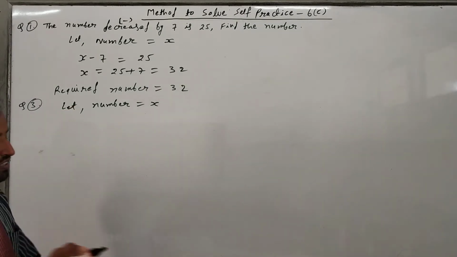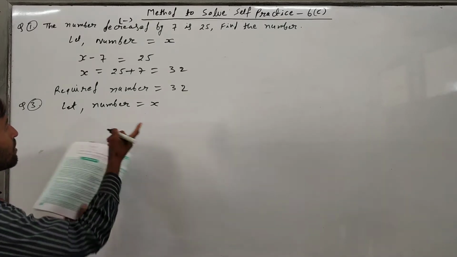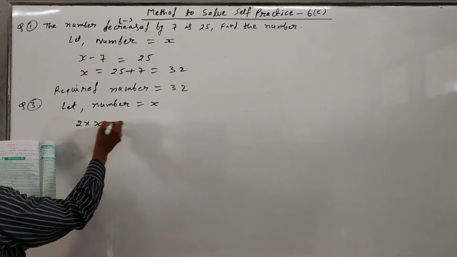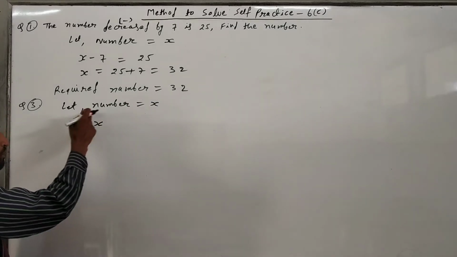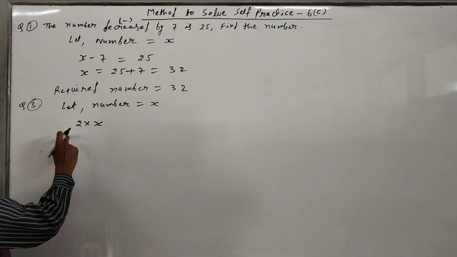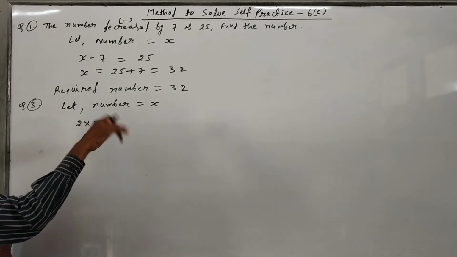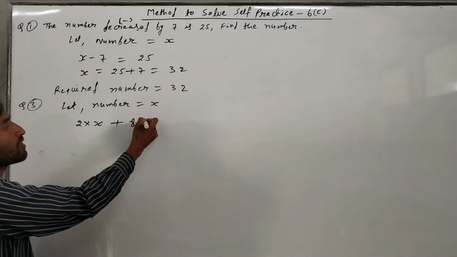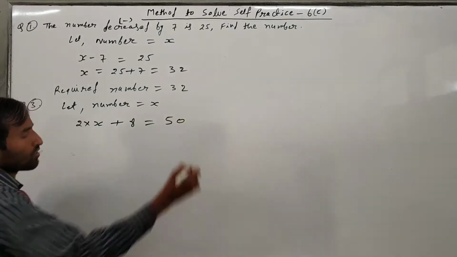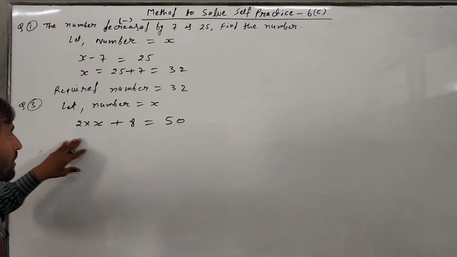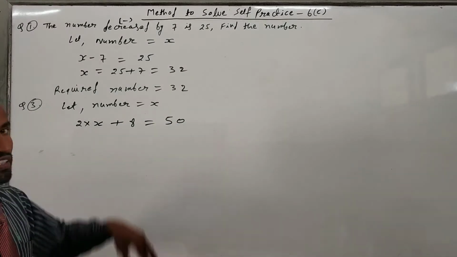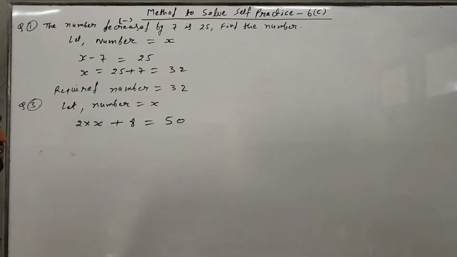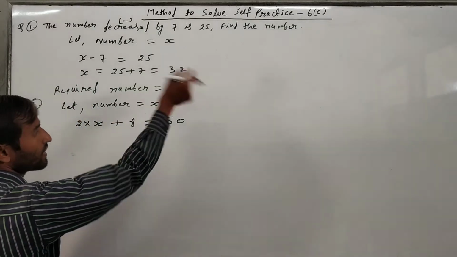Then we will use the condition. Multiply by 2, so we multiply this number x by 2, that is 2 into x. After multiplying, it will be the product. In that product we have to add 8. Then it will be equal to 50. So this is the final linear equation: 2x plus 8 is equal to 50. Now we can solve this type of linear equation easily. First of all, we will shift this 8 to that side.